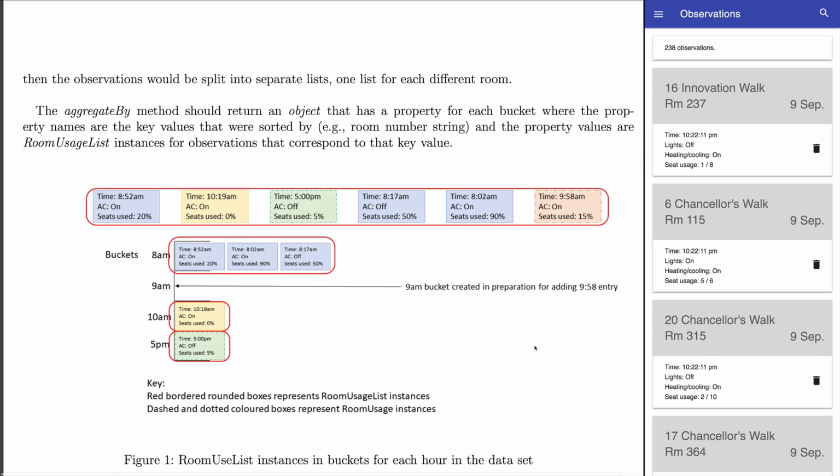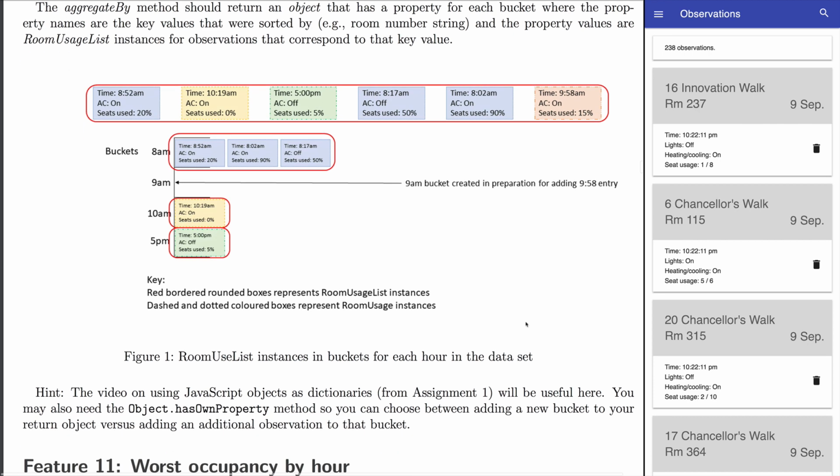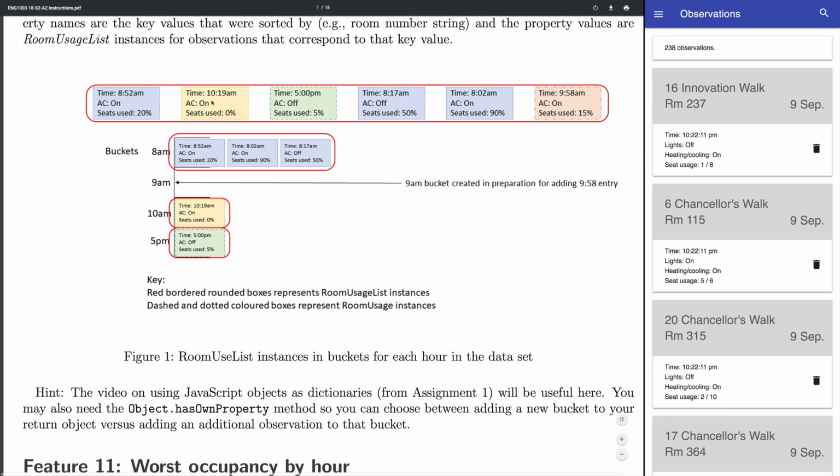As another example, if you wanted to aggregate by time and you had this list of room usage observations, we've just colored them differently based on the hour. So this one's purple because it's 8 a.m. This one's also purple because it's 8 a.m. as is this one. This one's 10 a.m. we've colored it yellow. This one's 5 p.m. we've colored it green. This one's 9 a.m.